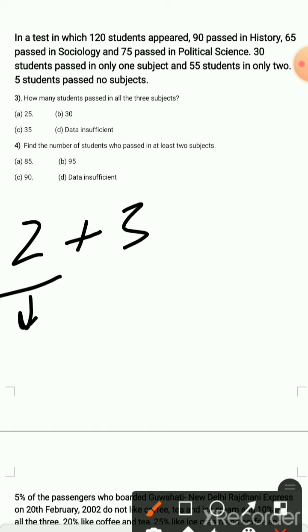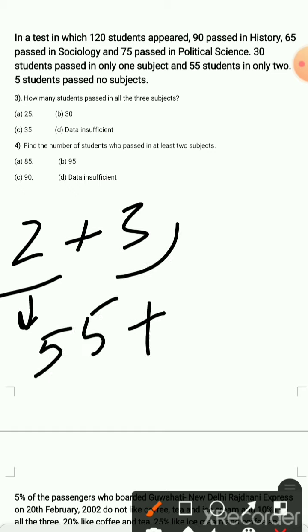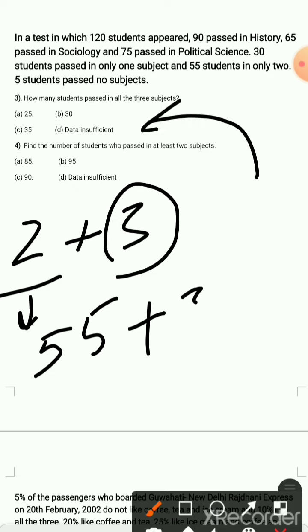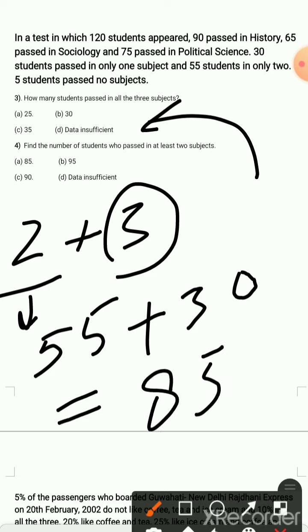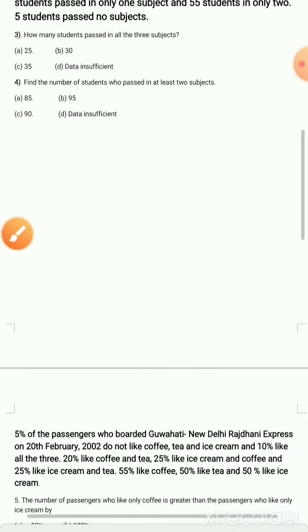So how many students pass in 2 subjects? The number of students passing in 2 subjects is 55, plus how many pass in 3 subjects, which we already found in the first question, which is 30. So their summation is 55 plus 30, which is 85. So the answer is my A option. Okay, now move to the next question.